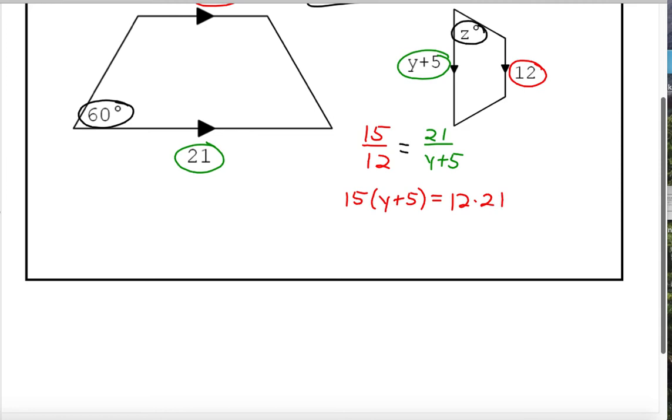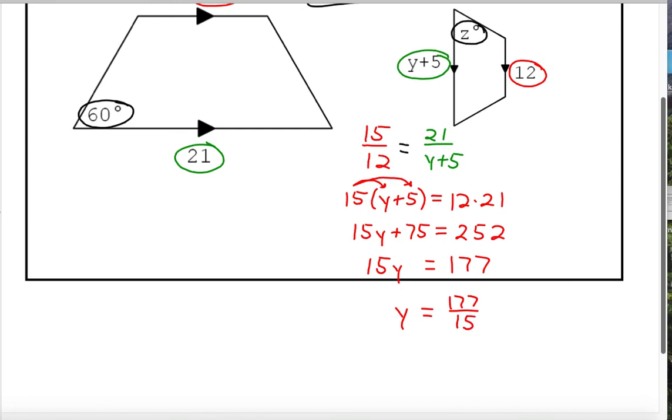Now I can distribute, multiply all this out, or I can save myself some time and divide out common factors. I don't want to confuse people, so if you understand that, I would do the shortcut. Otherwise, let's distribute. 15y plus 15 times 5 is 75, equals 12 times 21. What's that? 210 and 42 is 252, I believe. We'll check in a calculator in a minute. Then I'll subtract 75 from both sides. 252 minus 75 is 177, I believe. And so this isn't going to go in evenly. y is equal to 177 over 15.